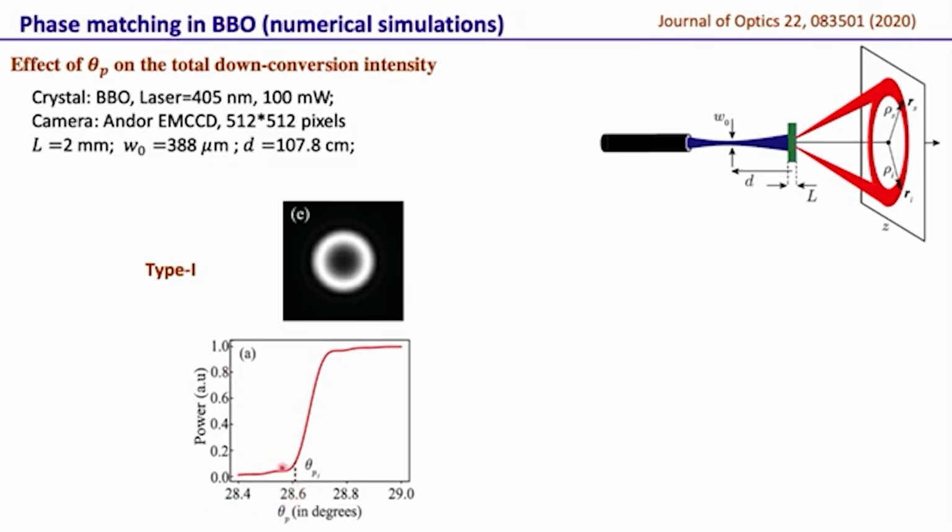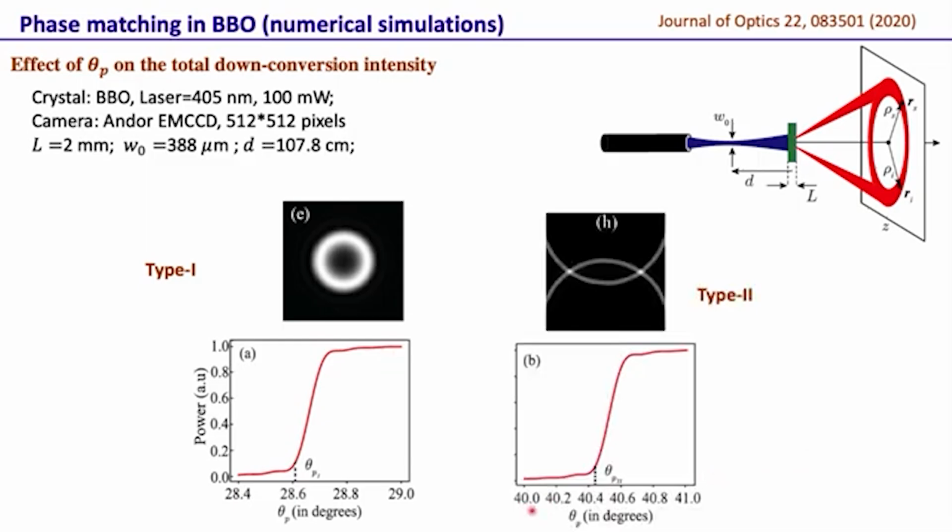Starting from 28.6, the phase matching starts to get satisfied, and then we have some down conversion. Pretty quickly, from 28.6 to maybe 28.7, it achieves the perfect maximum down conversion efficiency, and from then on it remains pretty much flat. We know that if we increase theta p, the size of this ring increases, but the total power contained in that ring doesn't increase, so that remains flat. So that's the type 1.